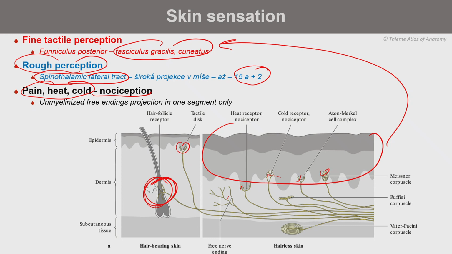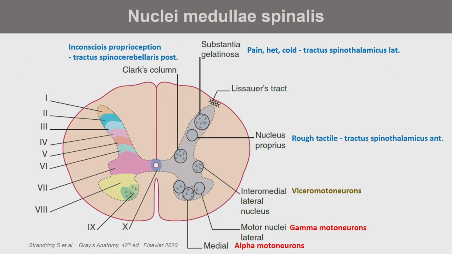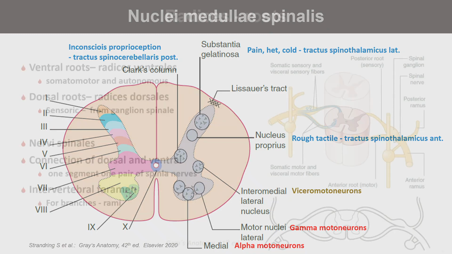Why is it important? Because a bee gives you a sting, so you know if it is on a thumb or on a meninges. But the importance of this rough touch was described. So here you have pain, heat, cold, and what is associated.